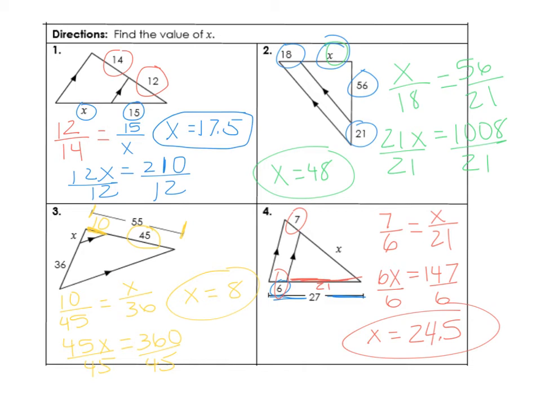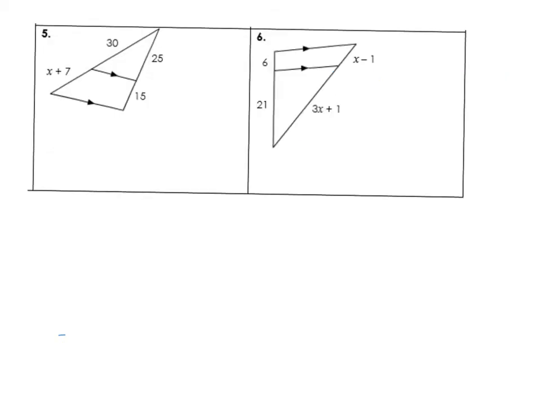What did I do? All right, so number 5. So these are the harder ones, right? So there's really no difference here. They're only harder because the cross multiplying is slightly harder. So pick something to start with. I'm going to go back to my old method. So 30 over, what's on the same side of it? X plus 7 equals, across from 30 is the 25 over 15.